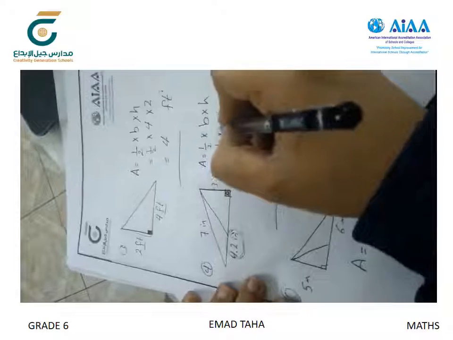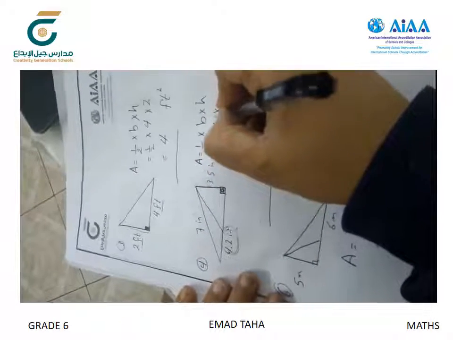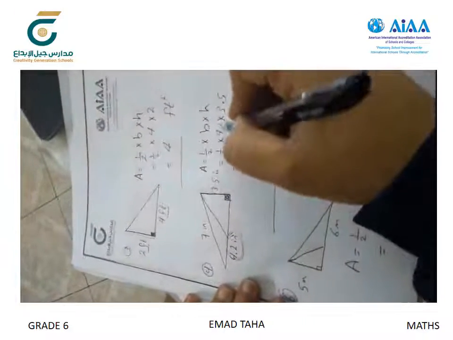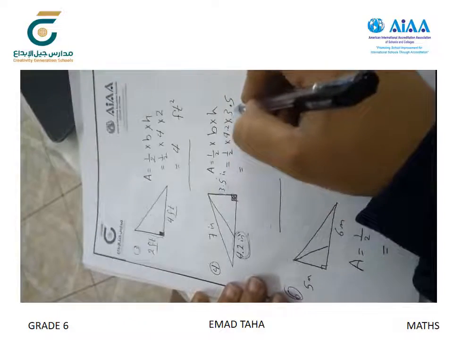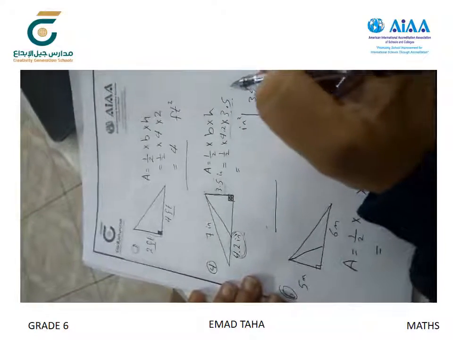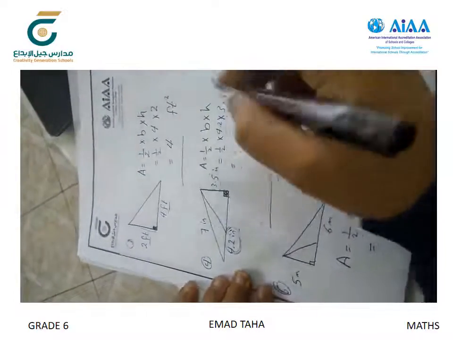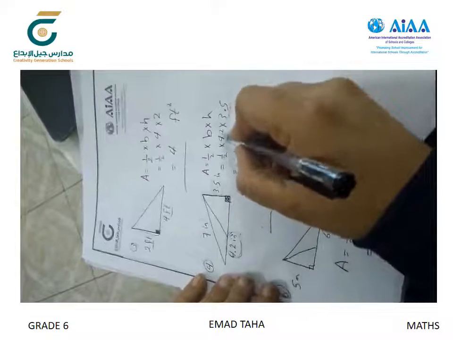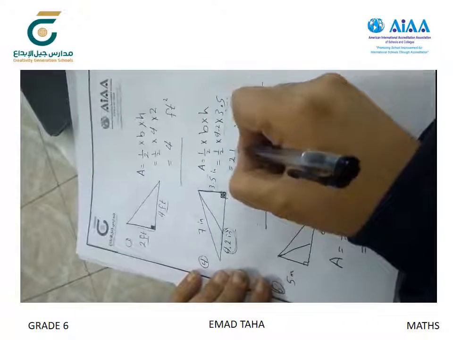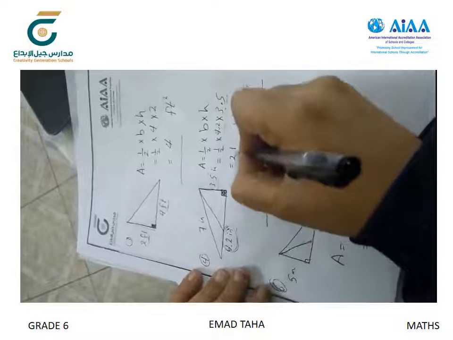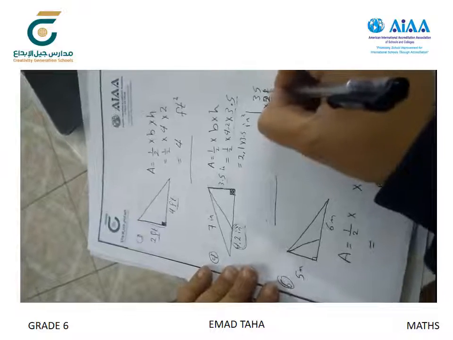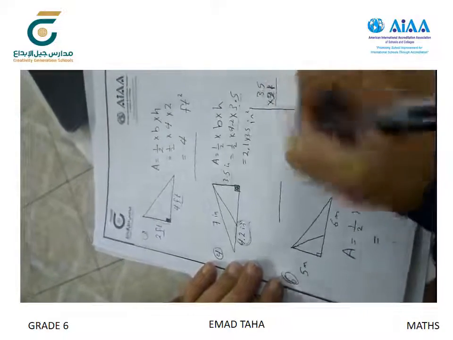Now we multiply half times 4.2 and 3.5. Okay, we can multiply half times 4.2, then multiply the answer by 3.5, or multiply the two numbers, then divide by 2, which is easy. Okay, try to make half multiplied by 4.2. 4 divided by 2 equals 2, and 2 divided by 2 equals 1. Don't forget to put the decimal point. 2.1 multiplied by 3.5. Now we multiply 35 times 21.